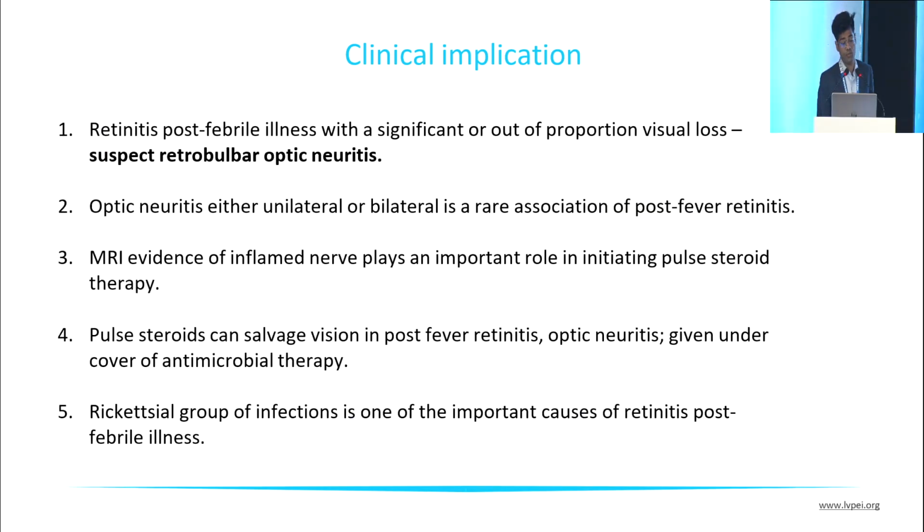The clinical implication of my case is that in retinitis post-febrile illness with significant or out-of-proportion visual loss, always suspect retrobulbar optic neuritis, which can be both unilateral and bilateral and can be confirmed on MRI, and pulse steroid can salvage the vision in post-fever retinitis optic neuritis, given with the cover of antimicrobial therapy.